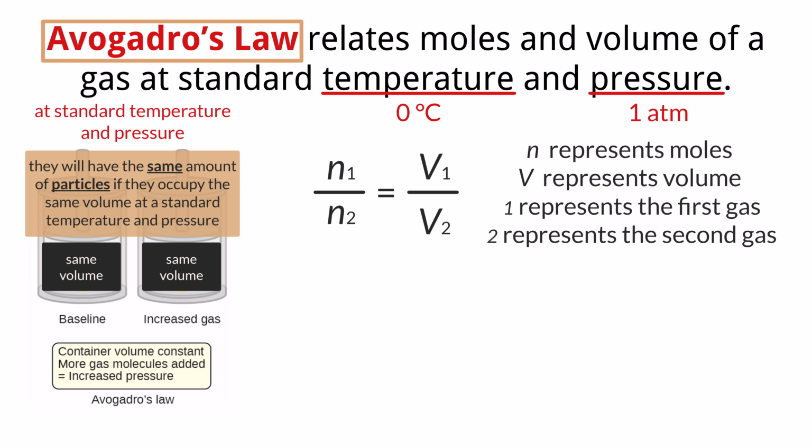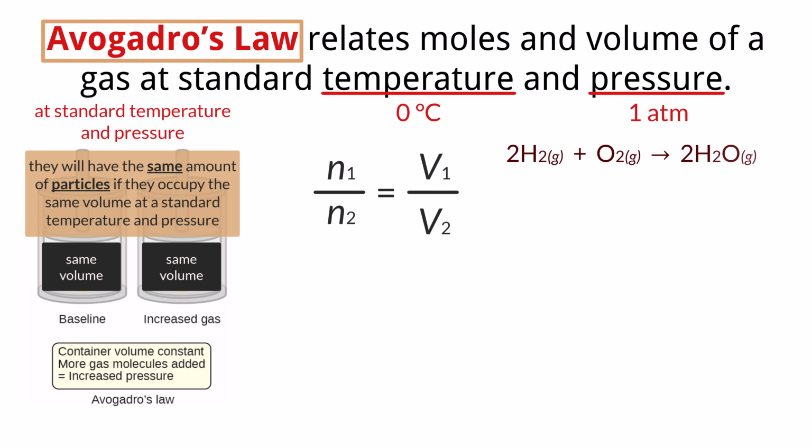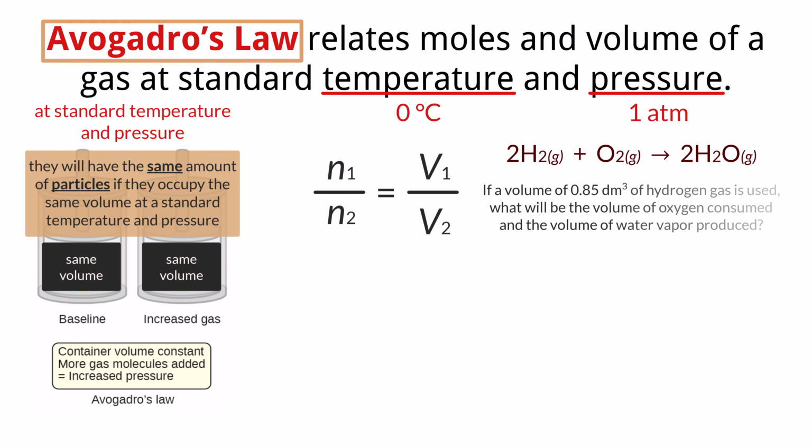Let's try an example together where we are given information about a reactant and need to calculate information about the products in a gaseous reaction. The balanced chemical equation represents the synthesis of oxygen and hydrogen gas to produce water vapor. If a volume of 0.85 cubic decimeters of hydrogen gas is used, what will be the volume of oxygen consumed and the volume of water vapor produced?